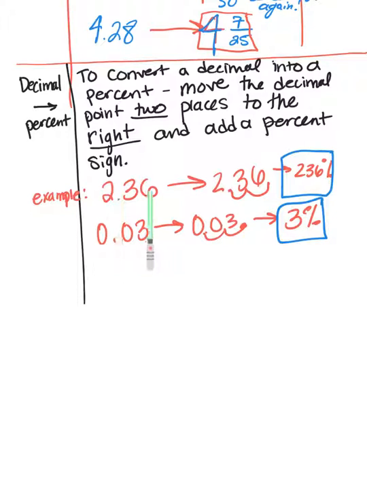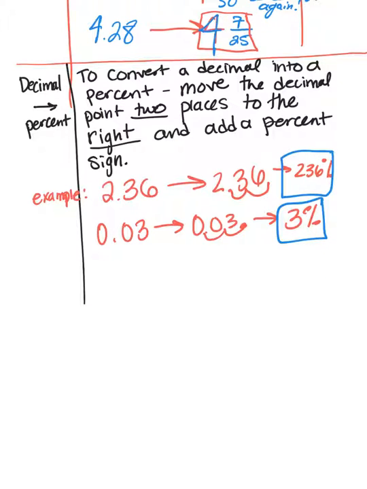So for example, we have 2.36. That converts to, let's shift the decimal point 2 places to the right, 236%. Next, 0.03 or 3 hundredths. You shift that decimal point 2 places to the right, and then you have 003%, which doesn't make sense to write 2 zeros, so 3%.